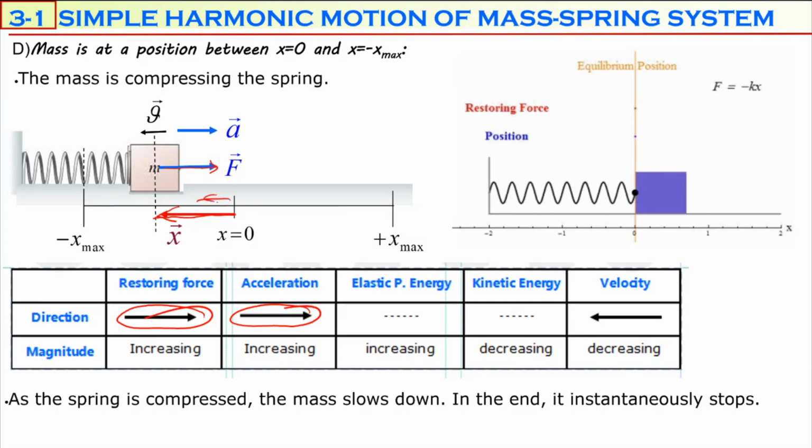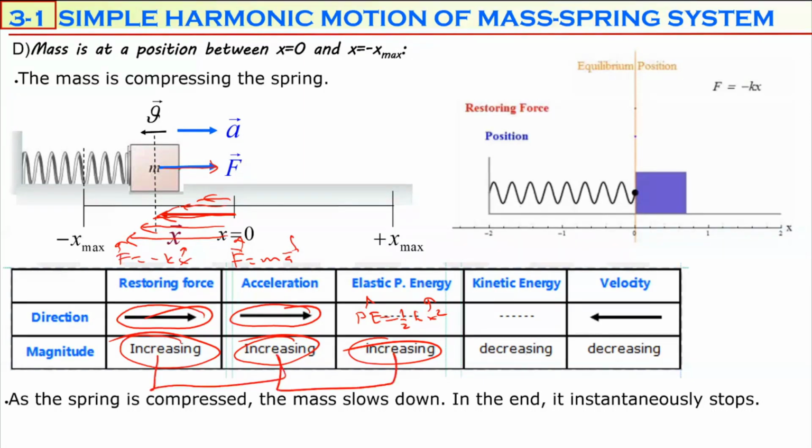As the displacement of the mass increases, x is increasing. According to the restoring force equation, increasing x causes an increase in restoring force. According to Newton's second law, increasing restoring force causes an increase in the acceleration. According to the elastic potential energy equation, 1/2 kx squared, as x increases, elastic potential energy increases. As the spring is compressed more and more, elastic potential energy increases and increases. All these three increase as the object moves to the left and compresses the spring.